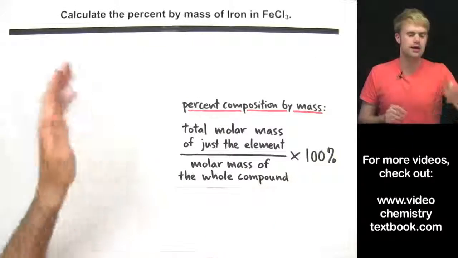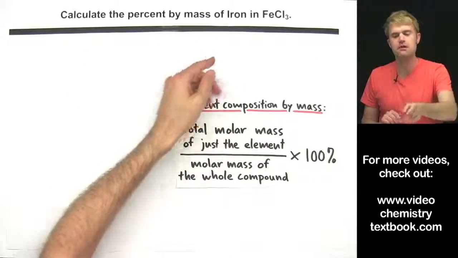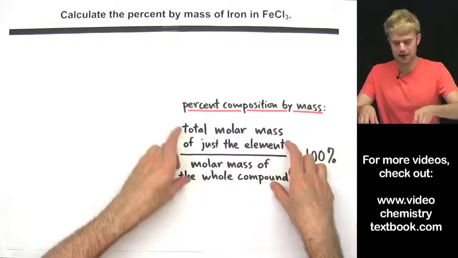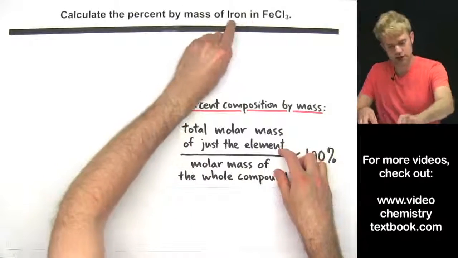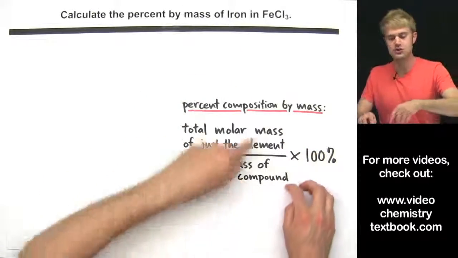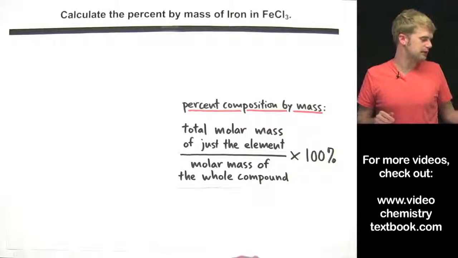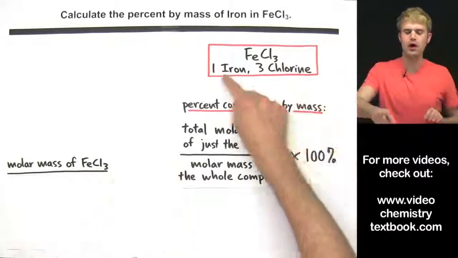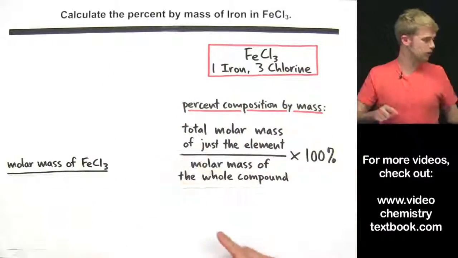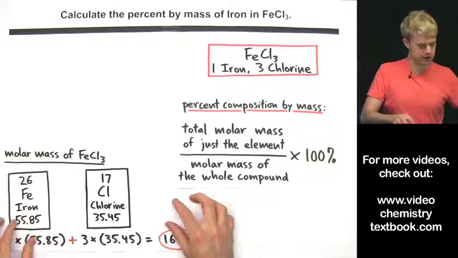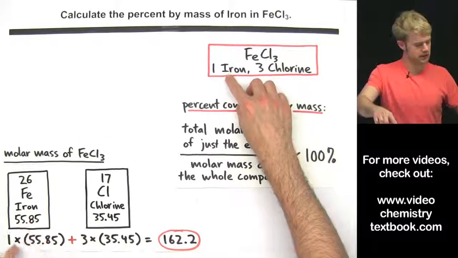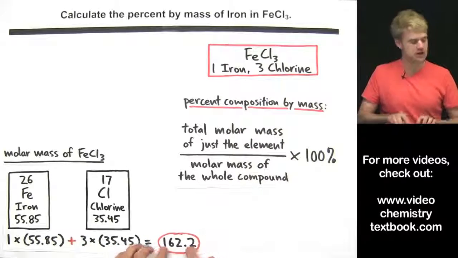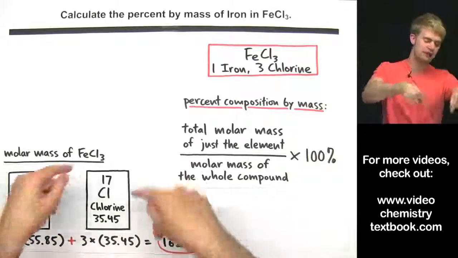Let's do a couple more. Calculate the percent by mass of iron in FeCl3. We're going to want to get a number for both of these: the total molar mass of just the iron, as well as the molar mass of the whole compound, FeCl3. Let's start out by determining the molar mass of FeCl3. We look at the chemical formula. It tells us that we have 1 iron and 3 chlorines. So we can take a look at the periodic table, do 1 times the molar mass of iron, because we have 1 of them, plus 3 times the molar mass of chlorine, because we have 3 of those, and get this number for the total molar mass of the whole thing, FeCl3.